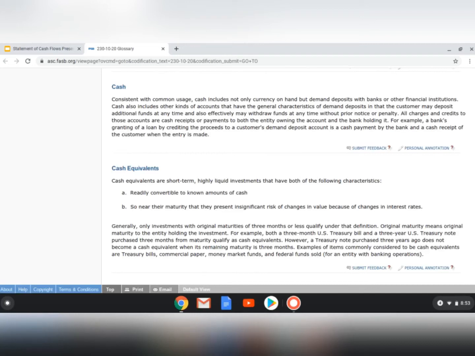Cash, as FASB says, is consistent with common usage. Cash includes not only currency on hand, but demand deposits with banks or other financial institutions. So like I said before, cash is a physical thing, but it can also be more of a material thing, not really physical. Cash also includes other kinds of accounts, like checking accounts, savings accounts, deposit accounts, things of that nature. We also have cash equivalents, which you can see are short-term, highly liquid, like I said before. They are also readily available to convert to cash, which is the most important thing, and they're also very near to maturity.